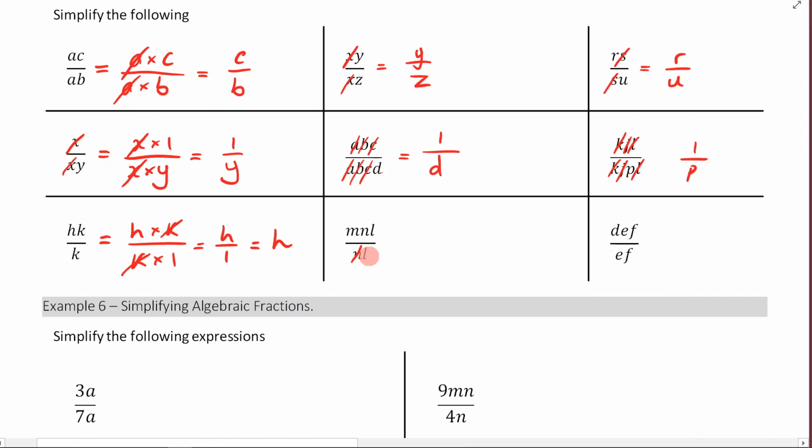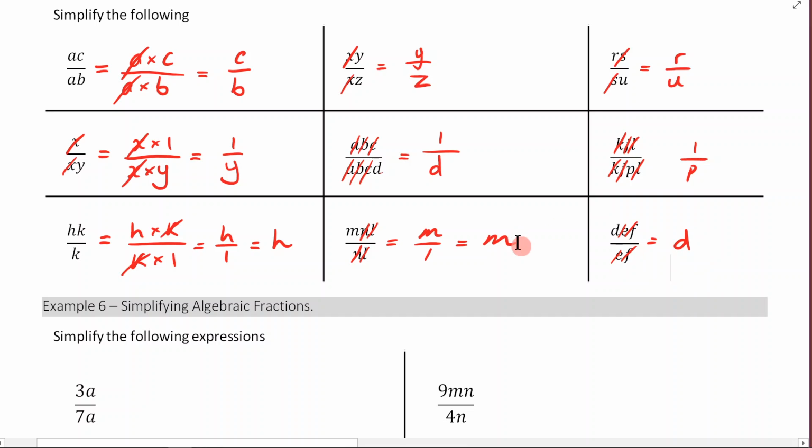And the same thing is going to apply here. This n will cancel with this n, this l will cancel with this l. So that means I'm going to be left with just this m on top. So m over 1 is equal to m. And for our last one here, exactly the same idea. This e cancels with this e, this f cancels with this f, which means I just have a d left in my numerator, which just means my answer is d.